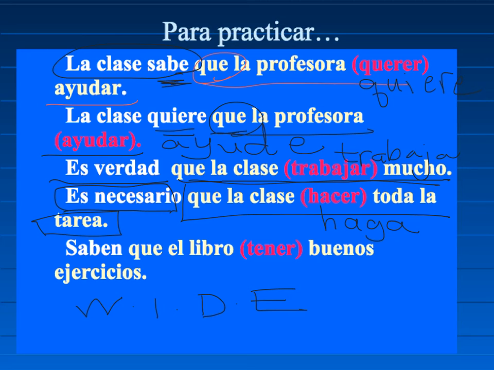Looking at the last example, saben, what do they know? Well, right away I can see something's very clear. They know it. Even though there is another clause in here, they know that the book has good exercises. Because there's no doubt, there's no subjunctive. So I would just conjugate with tiene.